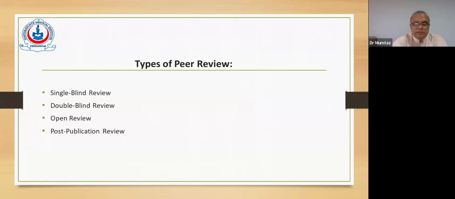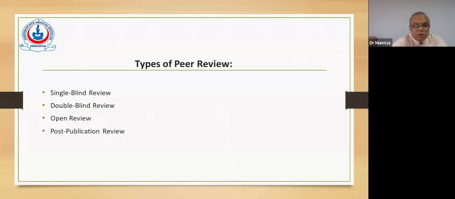This is how we can come across different types of review. Single blind would mean that the reviewer knows the names of the authors, but the authors do not know who the reviewer is. Double blind means that the authors do not know who is reviewing their article, and the reviewers do not know who the authors of this particular article are. The third type is open review. In open review, obviously everything is known to both parties. They know each other, who is reviewing and who the authors are.